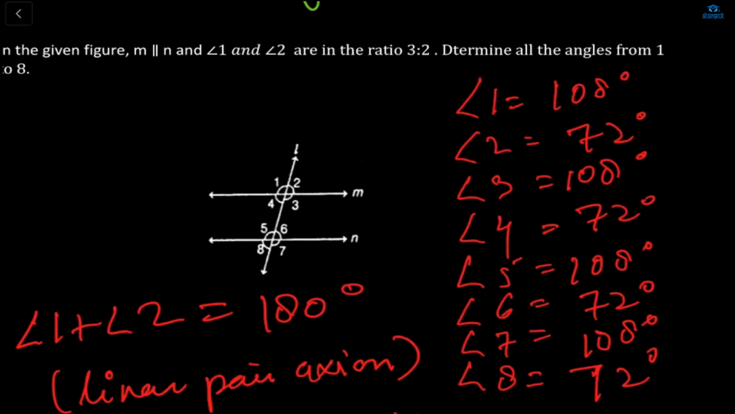In fact, angle 4 will be equal to angle 6 also. You can directly write 4 is equal to 6. Why? Because of alternate interior angles. And because 4 is equal to 2 and 2 is equal to 6.